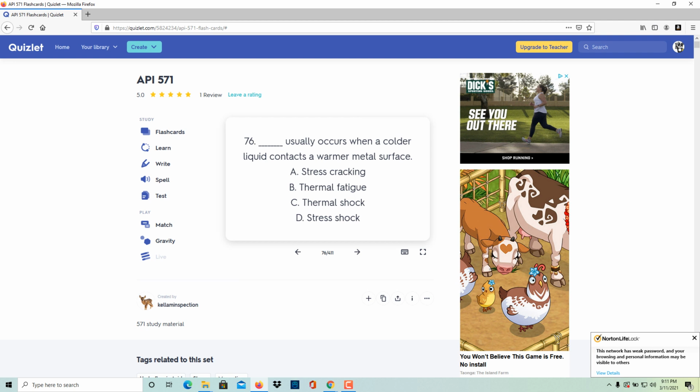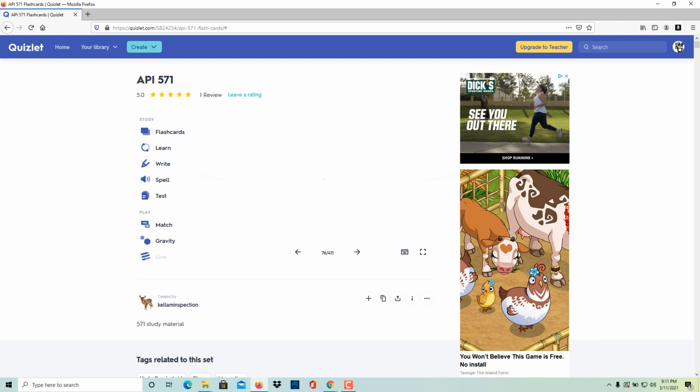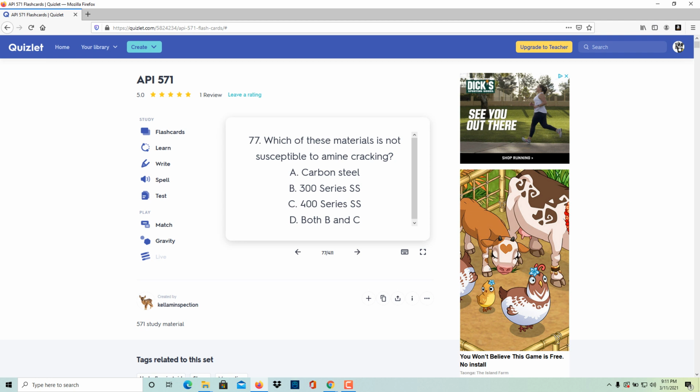What blank usually occurs when a colder liquid contacts a warmer one? Thermal shock. Which of these materials is not susceptible to amine cracking? Amine cracking.